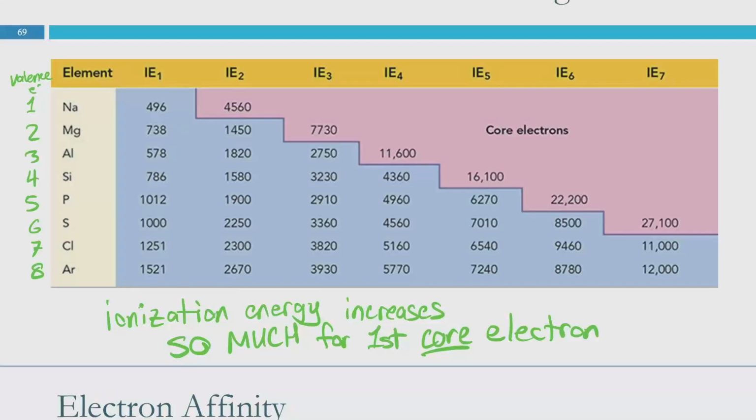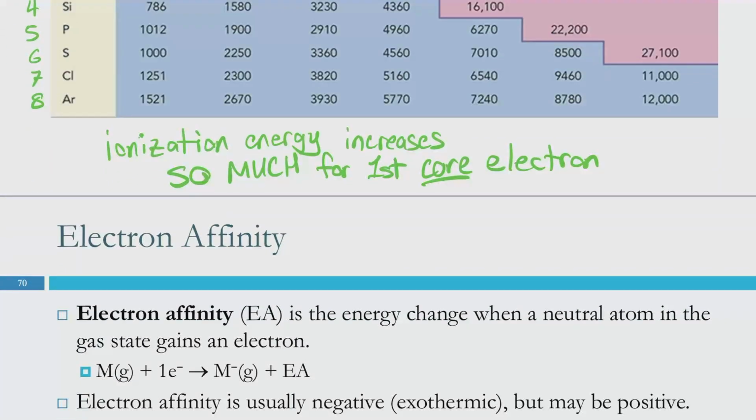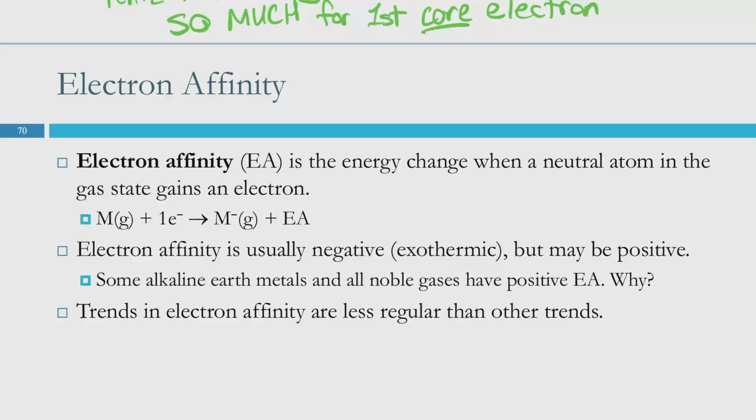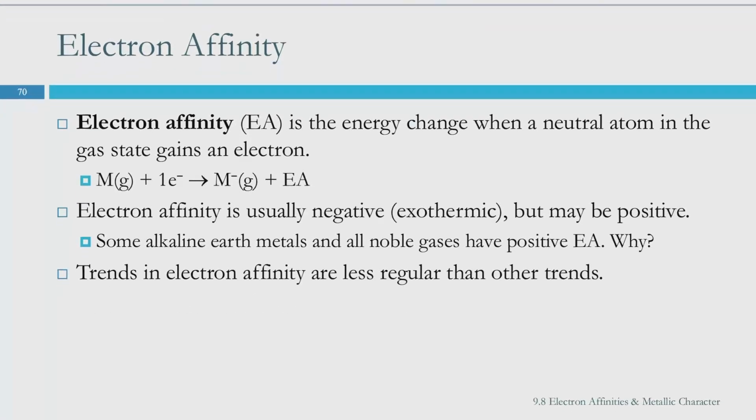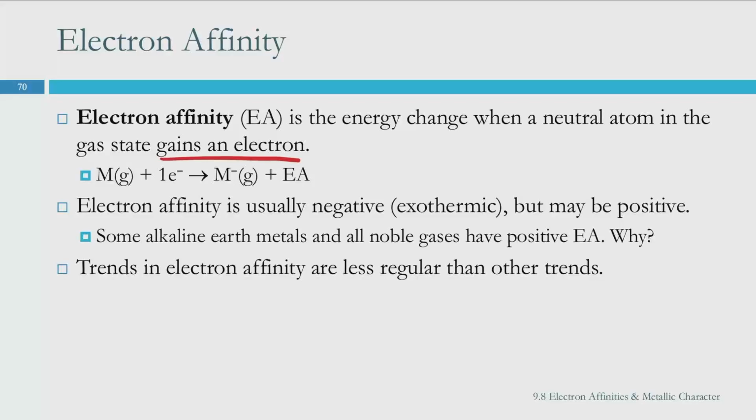We've still got 2 more trends. So we've also got electron affinity. Electron affinity is our energy change when we gain an electron. So this is sort of the opposite of ionization energy. Ionization energy, we're removing an electron. Electron affinity, we're adding an electron.